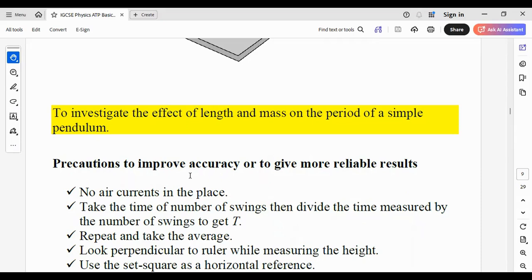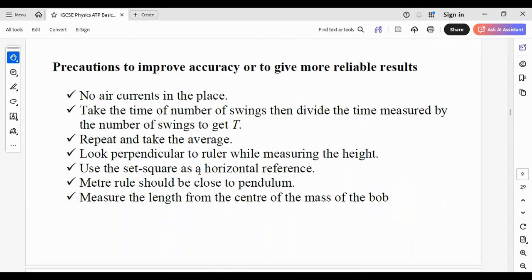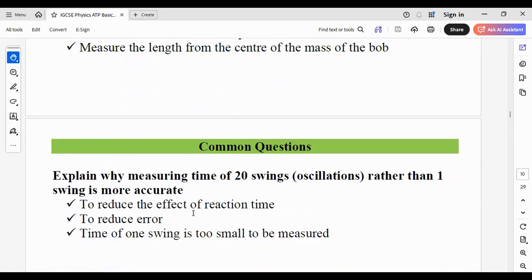For example, for the first 20 oscillations, you take the oscillations for the same length or for the same mass or for the same amplitude. You have to take it again and again, take 3 readings and then take the average. This will reduce the human reaction time error. Also, look perpendicular to the ruler when measuring the height, or use the set square as a horizontal reference for measuring the length of the simple pendulum. The meter rule should be close to the pendulum, or measure the length from the center of the mass of the ball.